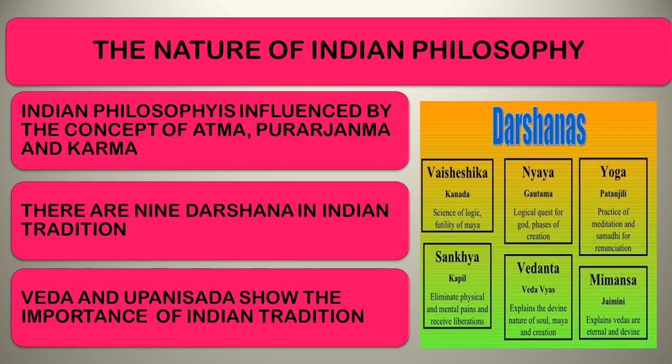Veda and Upanishad have an important place in Indian philosophy. The darshanas that accept the authority of Vedic knowledge are called Astika darshanas. Mimamsa, Vedanta, Sankhya, Yoga, Nyaya and Vaisheshika are the 6 Astika darshanas. The rest 3, Charvaka, Jaina and Buddha, are Nastika darshanas, since they reject the authority of Vedic knowledge.